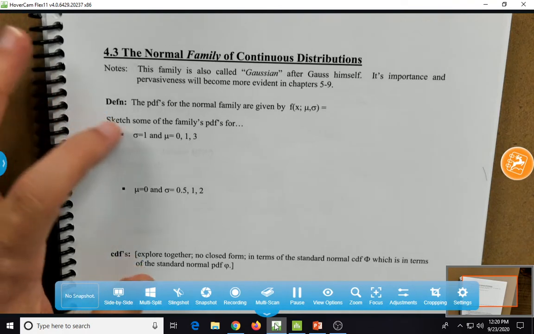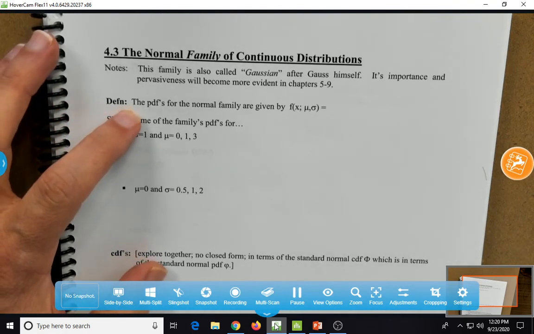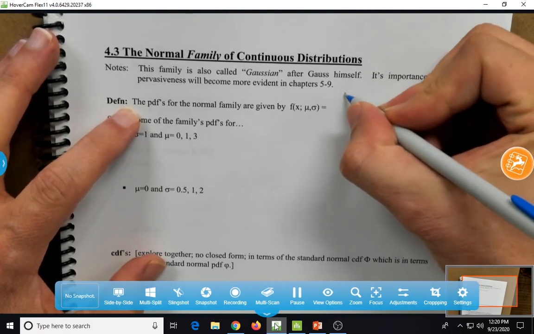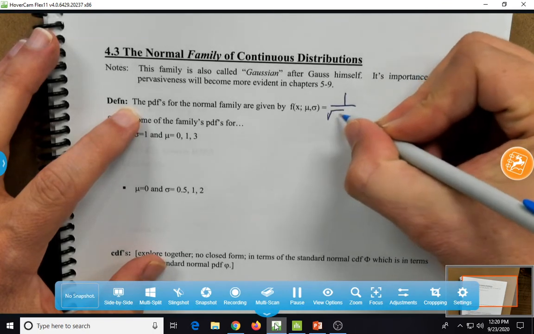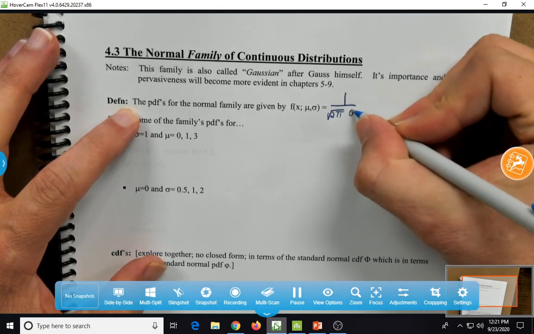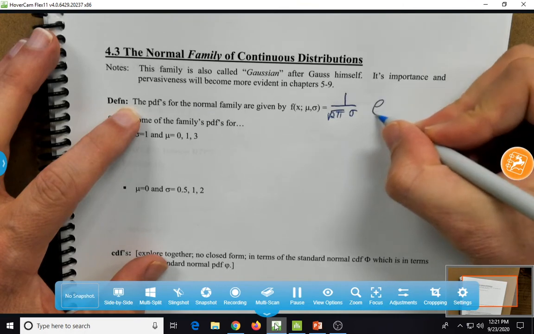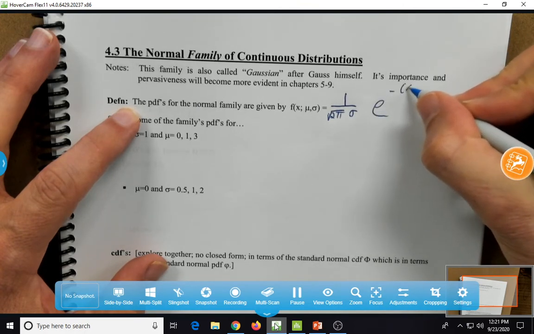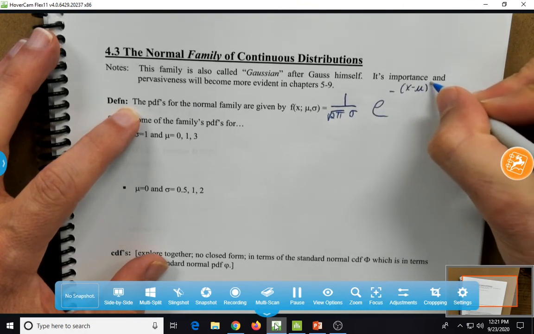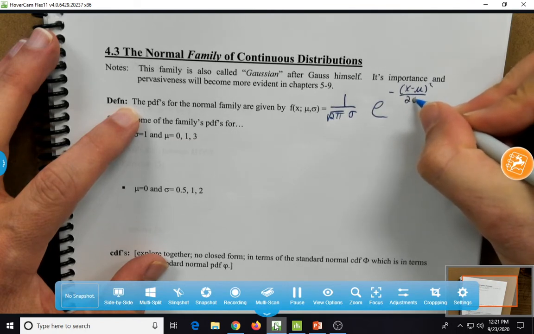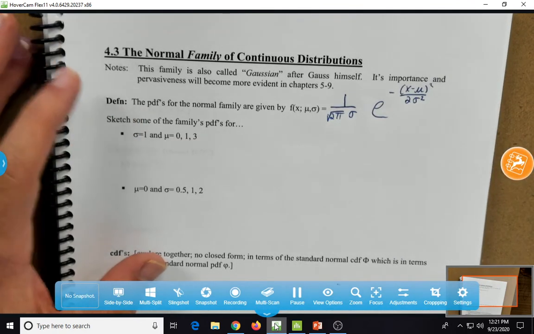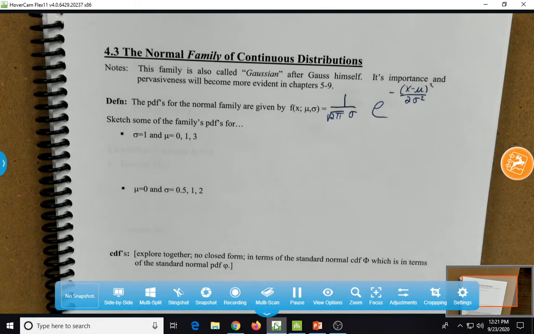All right, so let's first of all start with the PDF for this. This would be 1 over the square root of 2 pi times sigma, times e to the minus x minus mu squared over 2 sigma squared. There's a mouthful there. It depends on 2 parameters, the mean and the standard deviation, or mu and sigma.